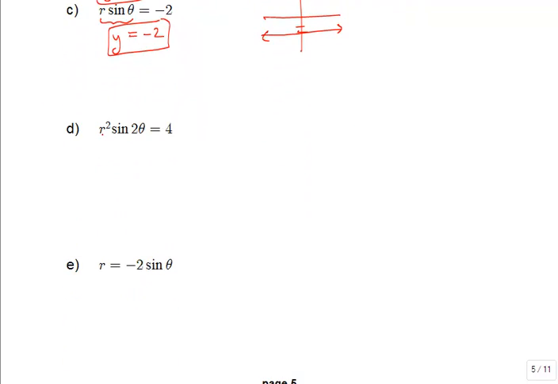Okay, how about r squared sine 2 theta equals 4? Now, in order to do this, you have to be a little bit clever here. First thing you should probably notice is that we don't just have a theta, we have a 2 theta. So I would recommend remembering some of your identities. What is another way of thinking of sine of 2 theta? Using that double angle identity, this is the same as 2 sine theta cosine theta. So I'm going to substitute that in right here.